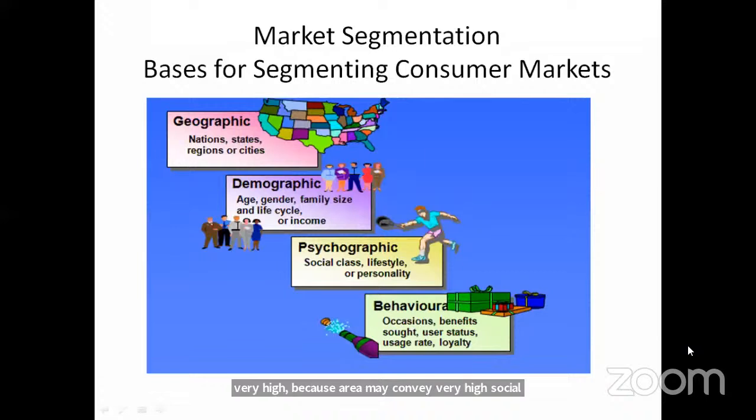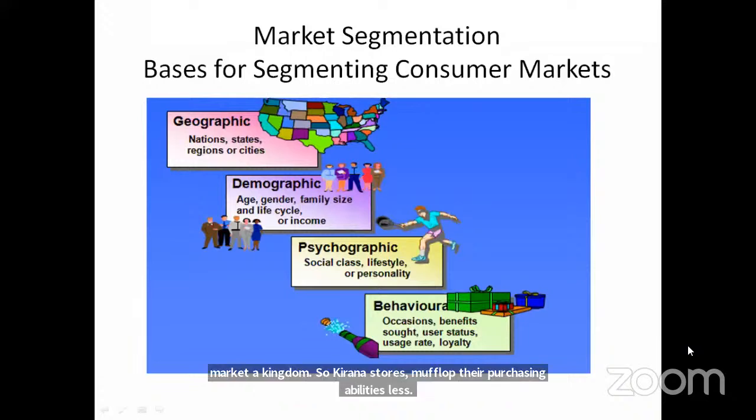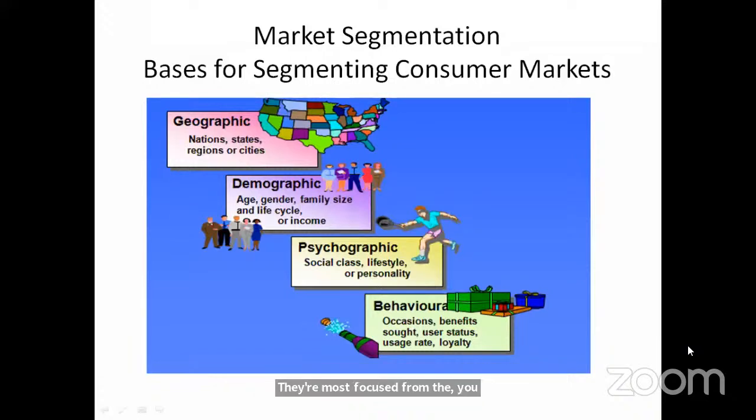Fine. सो वहीं पे अगर आप किसी ऐसे पर्टिकुलर प्लेस को आइडेंटिफाई करो जहाँ पे सोशल ग्रुप और सोशल क्लास थोड़ा मिडिल क्लास और थोड़ा लोअर मिडिल क्लास के लोग रहते हैं, वहां पे देखेंगे किराना स्टोर्स ज्यादा होंगे. सो किराना स्टोर्स मतलब their purchasing ability is less, they are most focused on the non-branded products, so kirana stores are there. Got it? So this is called psychographic.